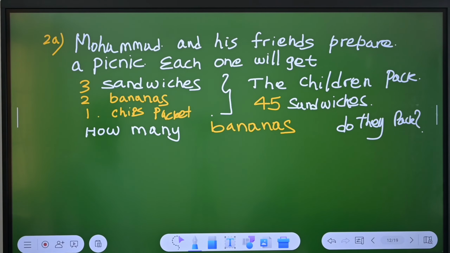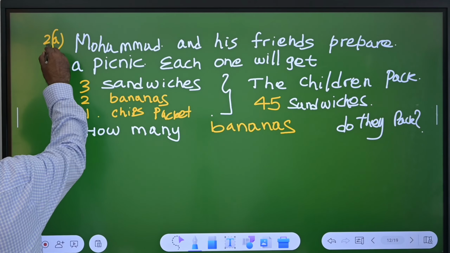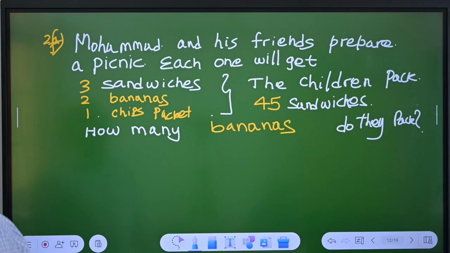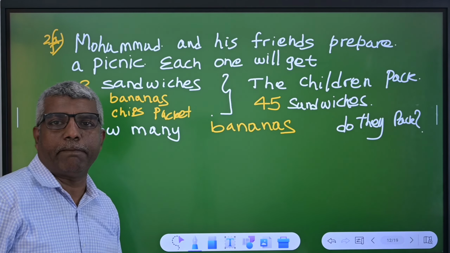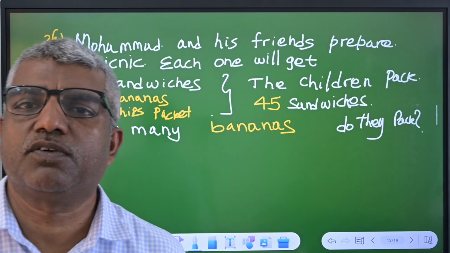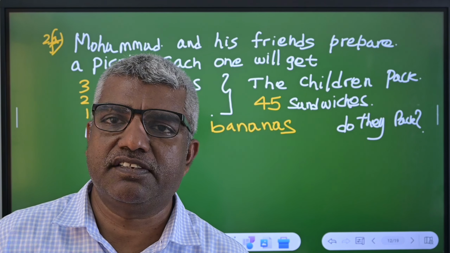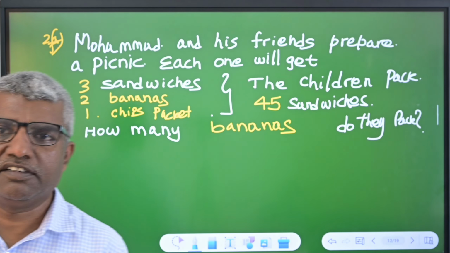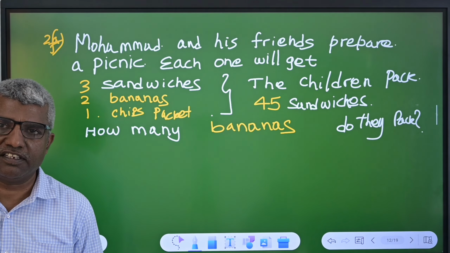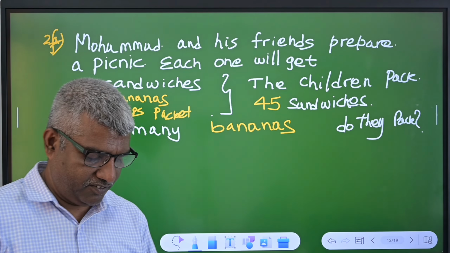This question 2F. Mohammed and his friends prepare a picnic. Each one will get 3 sandwiches, 2 bananas, 1 chips packet. The children pack 45 sandwiches. How many bananas do they pack? This question number 2F, I need the answer. Please work on it and give your answers in the comment box.